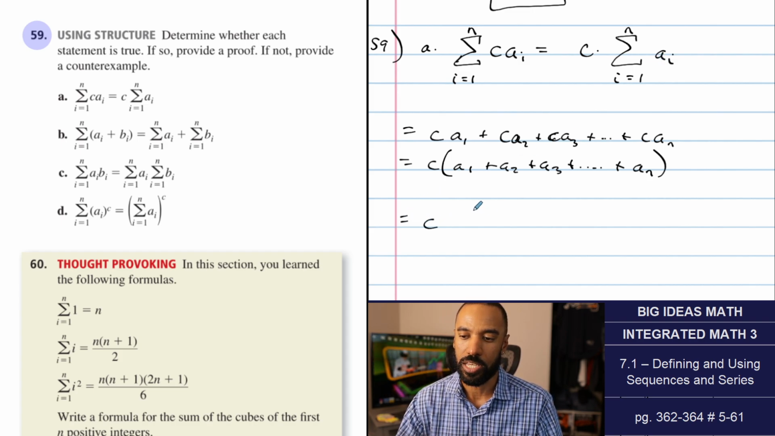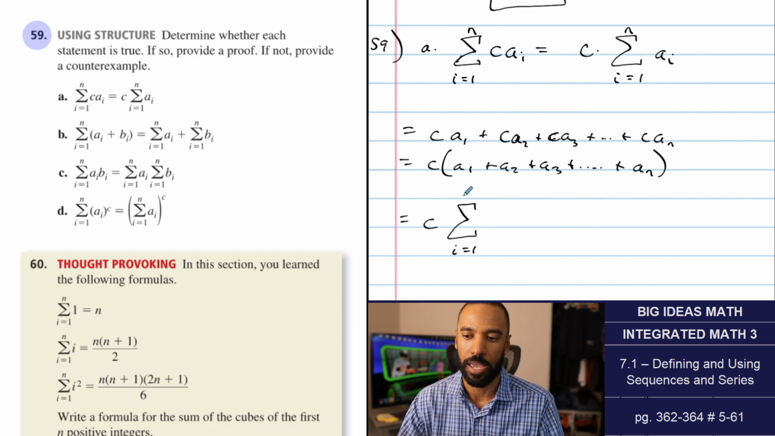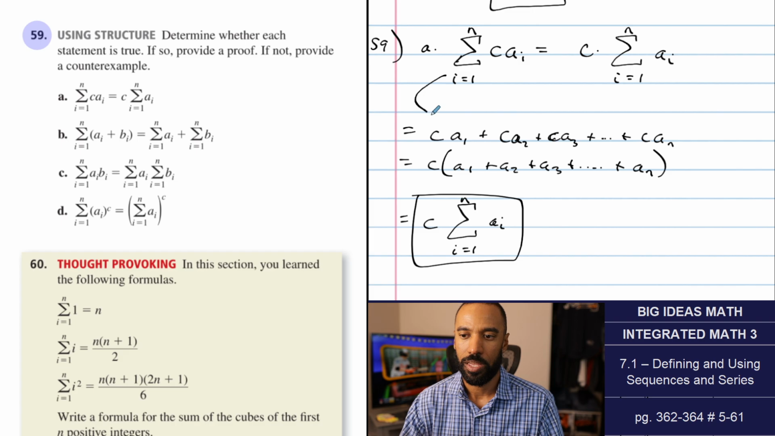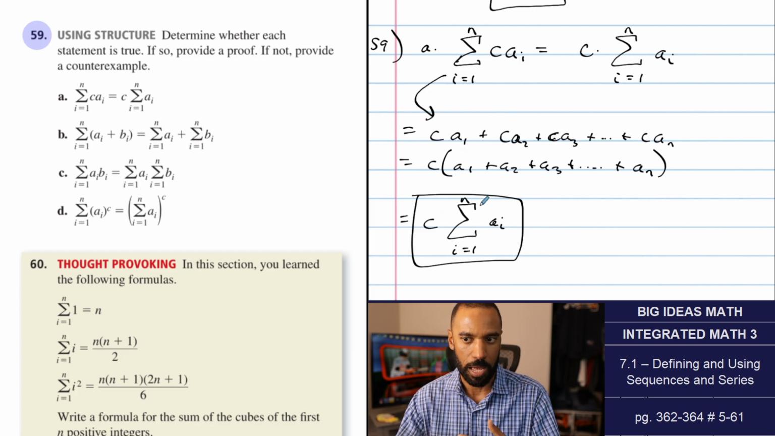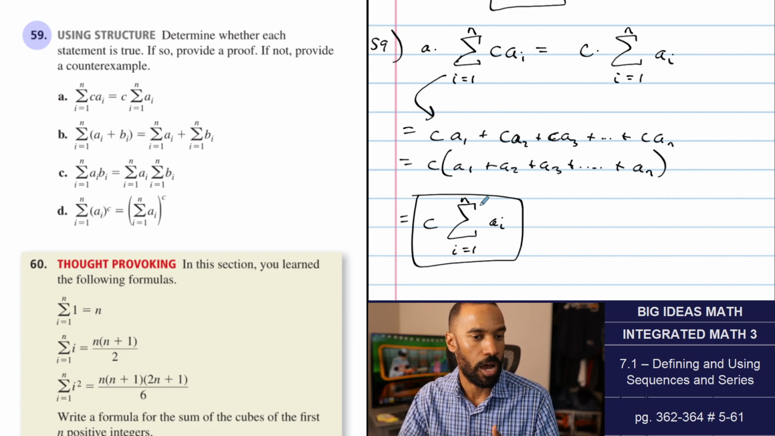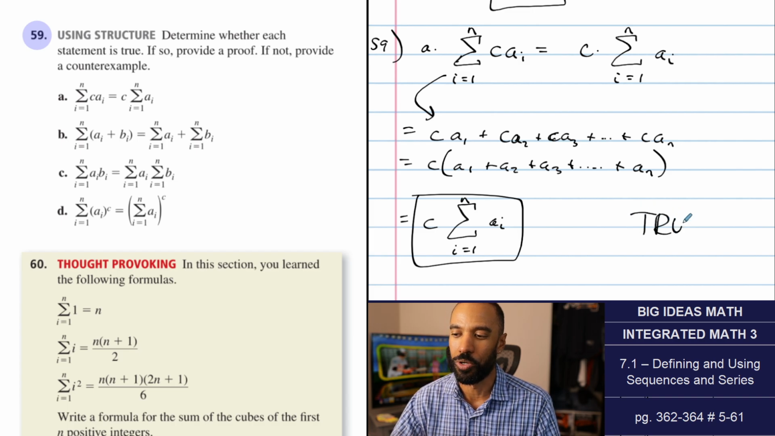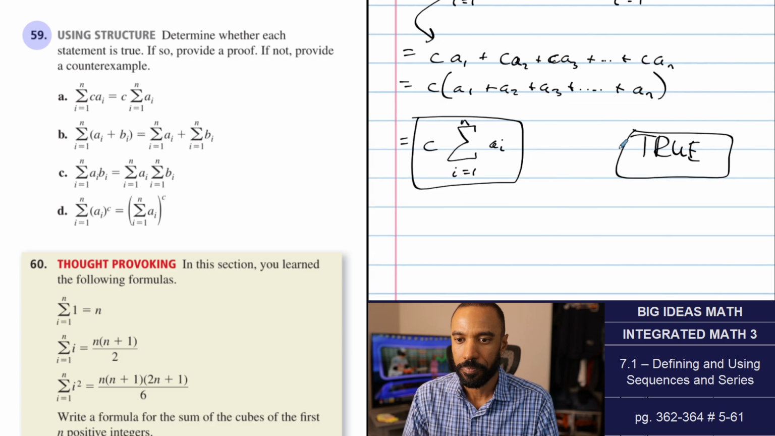That becomes C times the sum of the first n terms of your a sub i, from i is 1 to n of a sub i. So that does lead into that. This part leads into that, which leads into that part. So that is a proof of, oh, this is true, by the way. True. And yeah, that'd be the reasoning to me.